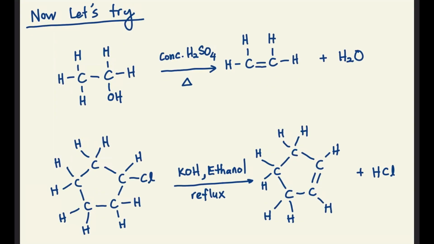Now, let's try this. By comparing the starting material on the left hand side to the product on the right hand side, we are going to determine the type of reaction. For the first question, we can see that this hydrogen and OH group is no longer in the product. Therefore, the type of reaction for this reaction is elimination.